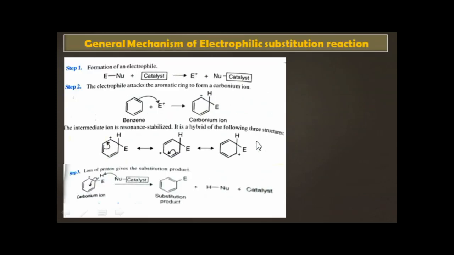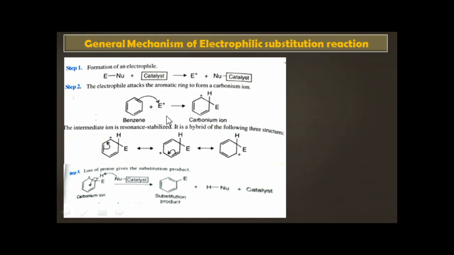Then we are going to see the general mechanism of the various types of electrophilic substitution reaction. The general mechanism covers different steps. In step 1, an electrophile is generated. That may be in the presence of a catalyst. In the presence of catalyst, the attacking reagent generates an electrophile E+.